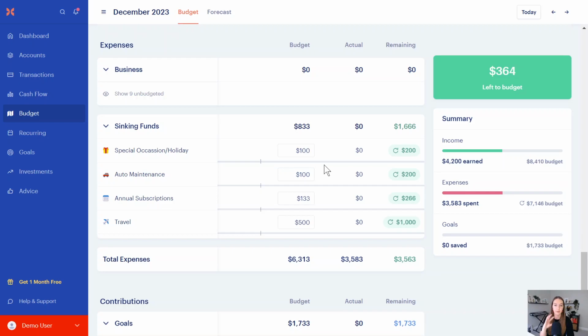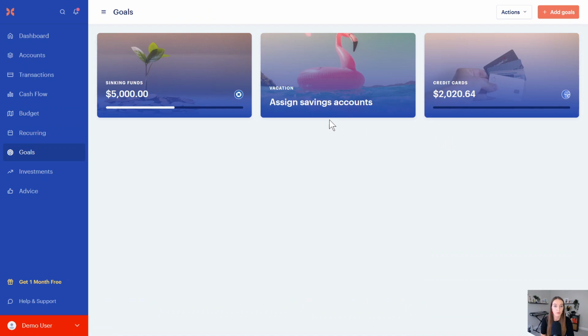If you want to have your account balance match your sinking fund, I will show you the other way to treat your sinking funds inside Monarch Money. So first thing you're going to do is you're going to go into your goals, and you're going to create a goal for your sinking fund. So I already did that right here. I have a sinking fund of $10,000. So far I have $5,000 in my checking account. This is my sinking fund goal.